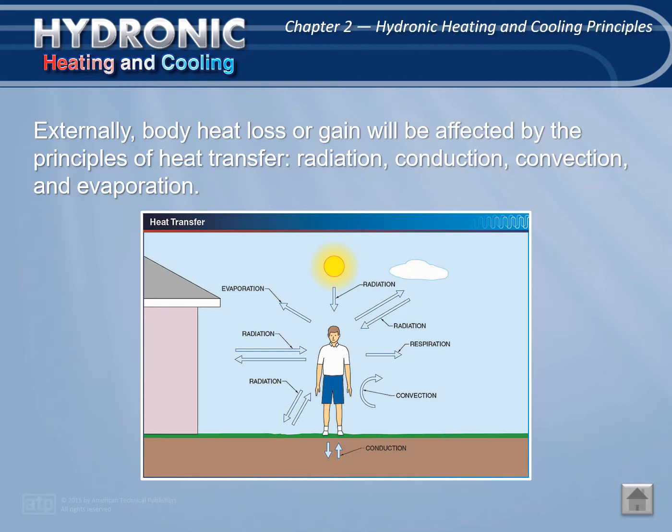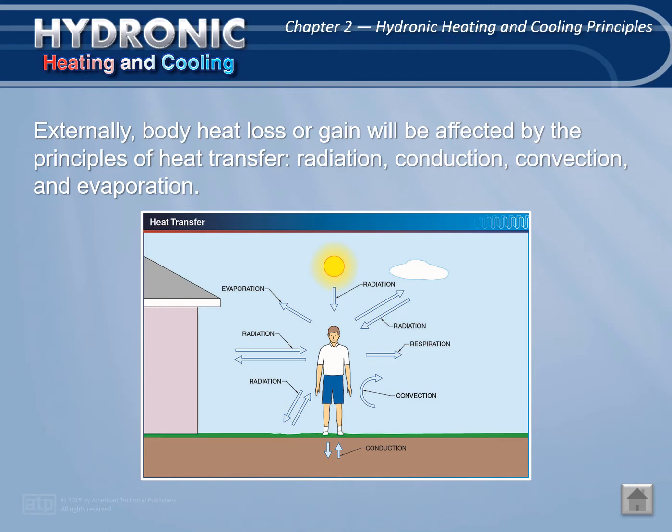As the ambient temperature rises or falls, the body will attempt to regulate itself through bodily functions. Externally, body heat loss or gain will be affected by the principles of heat transfer: radiation, conduction, convection, and evaporation. For comfort conditions to occur within a building, the hydronic heating and cooling system must assist in keeping body heat loss within the correct proportions of heat transfer.